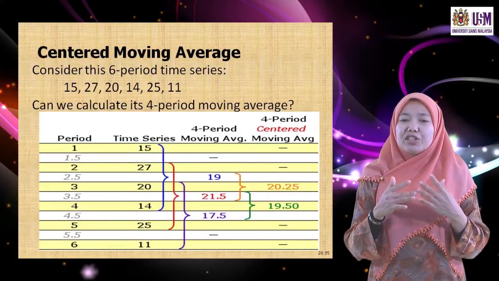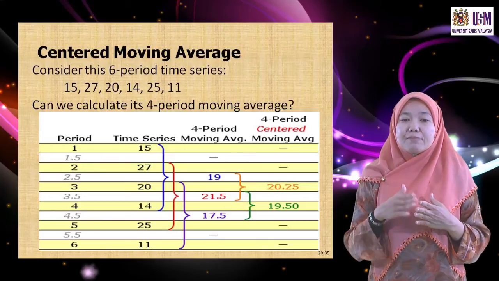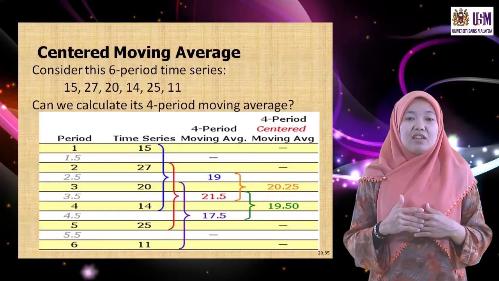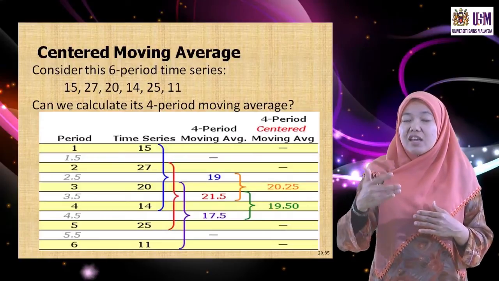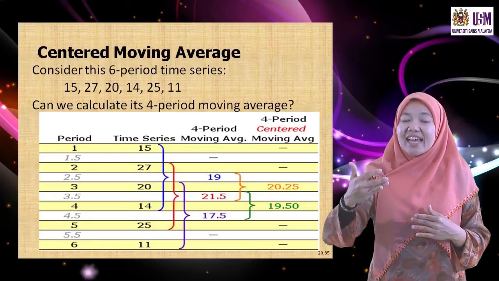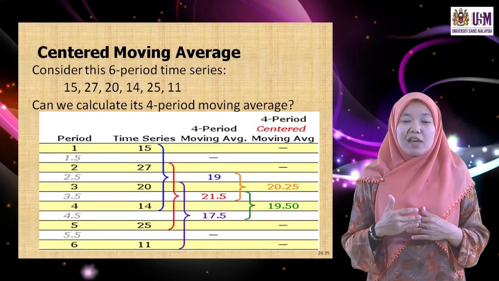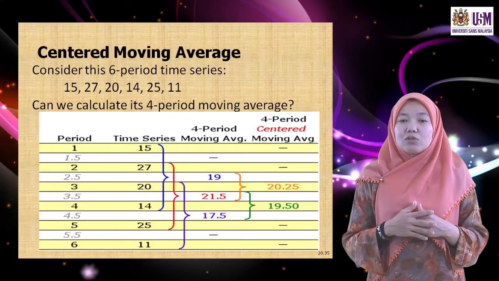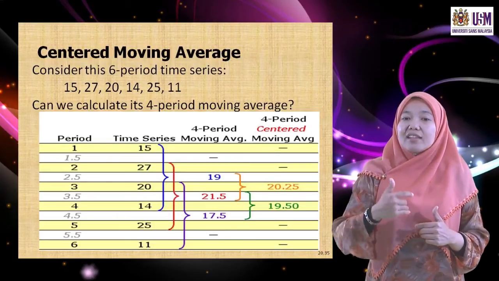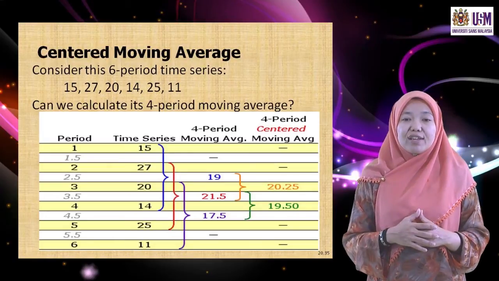Now the question is, this 19 will fall right in between the second and the third period. It does not belong to the second period. It does not belong to the third line. It falls in between the second and the third line. So in that case, I leave it for the time being. Let's look at the next calculation of moving averages.